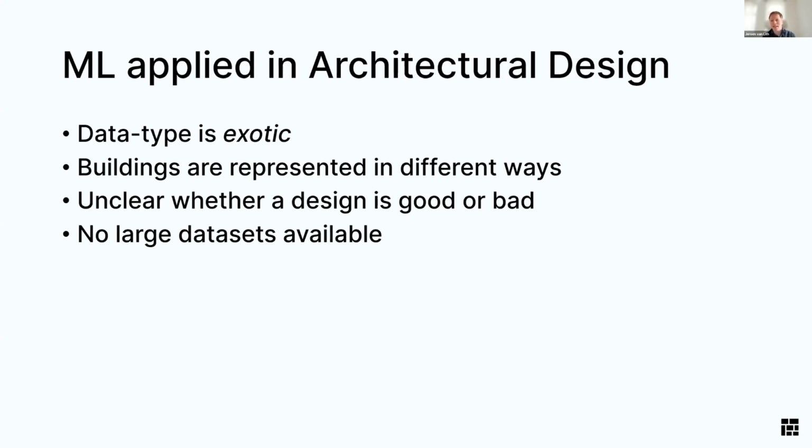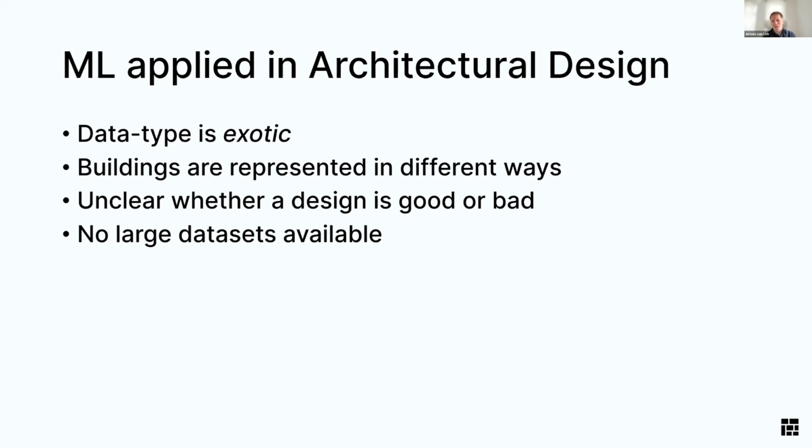Another thing which makes it a little bit more complicated is that we also represent buildings in different ways, right? We can represent a building as a hand sketch, or we can represent it as a Revit model. And there are all sorts of other ways as well. So there are many different ways in which we represent buildings.